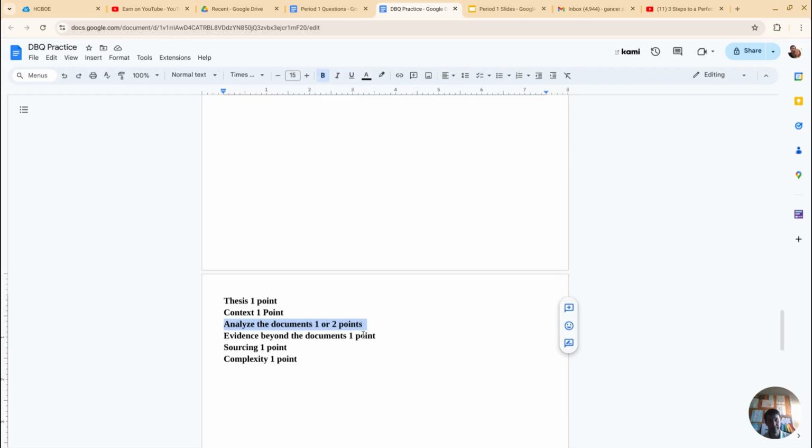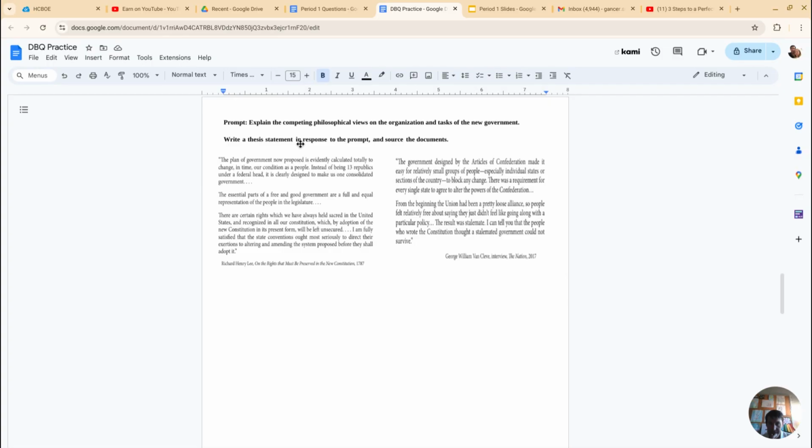And let's go back to these prompts here. These are just 2 examples. Explain the competing philosophical views on the organization and task of the new government. Okay, so obviously we're talking about the Articles of Confederation, going into the Constitutional Convention, the weaknesses of the Articles of Confederation, that some people wanted a stronger government, some people wanted a more nationalized economy, and some people wanted to stay just like it was.